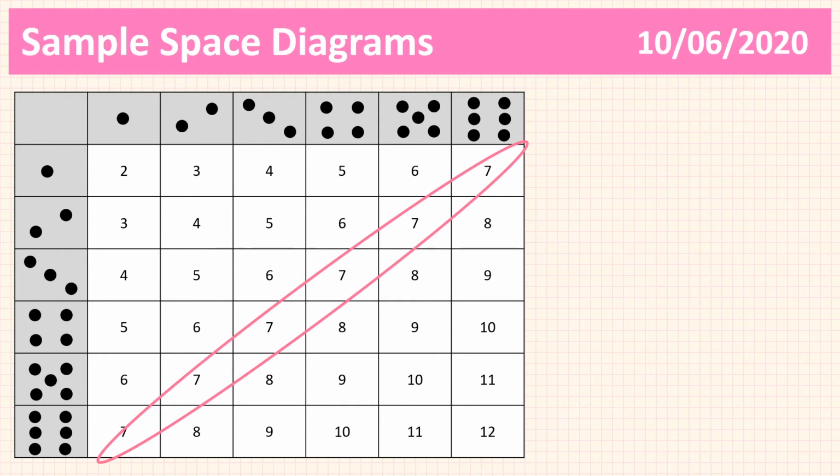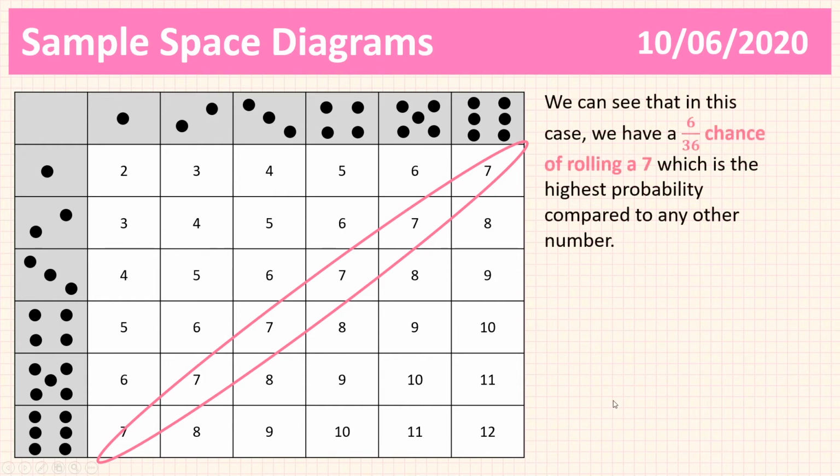Because 7 is made on the dice in the most ways. We can see that there are 1, 2, 3, 4, 5, 6 ways you can make a 7 out of 36 numbers that we could possibly have. There are 6 7s out of the 36 outcomes. So that means that we have a 6 in 36 chance of rolling a 7, which is the highest probability compared to any other number.